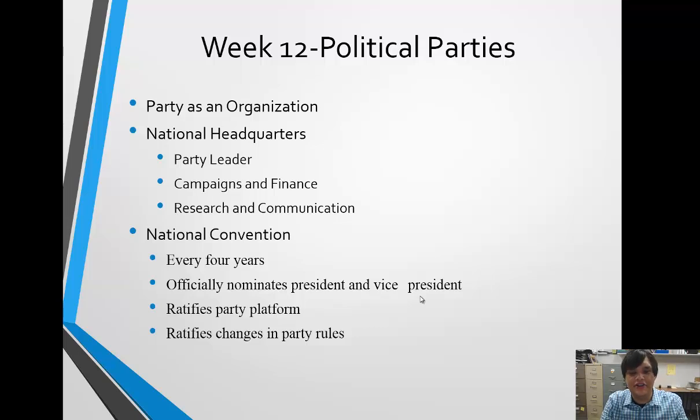It happens every 4 years. The things that they actually do formally is that they officially nominate the president and the vice president candidate for that year. They ratify the party platform, and they ratify changes in party rules. Now that's formally, and all of that takes about an hour tops. And so the rest of the time it's just media events, parties, and things like that to try to get out the Democratic name and to try to convince regular voters that are maybe watching on TV to vote for Democrat or Republican, what have you. So that's just the national convention, and the party as an organization is responsible for that.